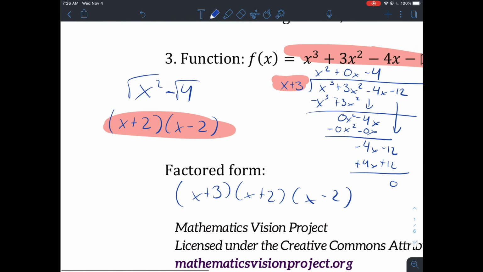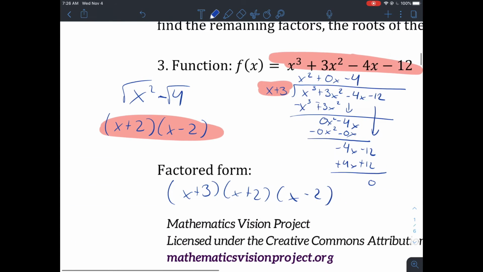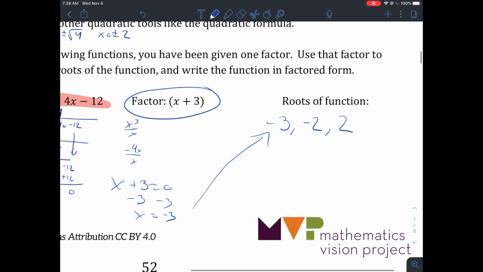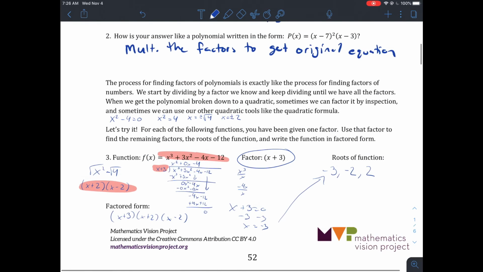Now, one thing I want to point out up here: I used the difference of squares to solve. You could have also used that method of setting it equal to 0. So we had x squared minus 4 equals 0. So you'd have x squared equals 4. X equals plus or minus root 4, which is going to give us plus or minus 2, which is what we got here, right? We got roots of positive 2 and negative 2. So that's another way you can do it.